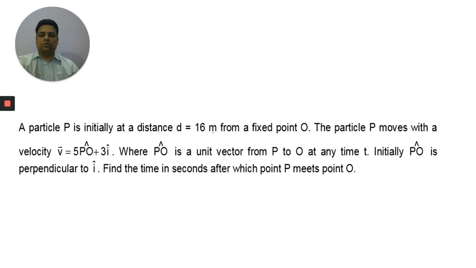Here is one more question, from the mechanics part. A particle is initially at a distance d equals 16 meters from a fixed point O. The particle P moves with velocity v bar, which is equal to 5 PO cap and 3 I cap, where PO cap is the unit vector from P to O at any time t. Initially, PO cap is perpendicular to I cap. Find the time in seconds after which P meets point O. You can note down and give a try to this question.